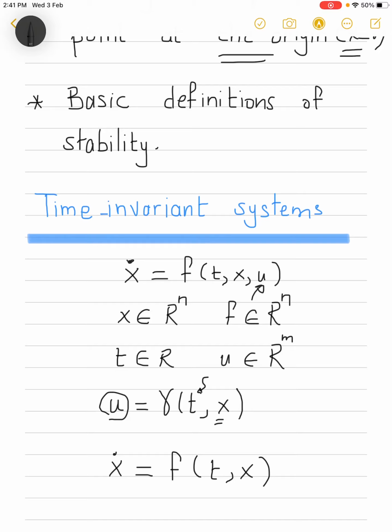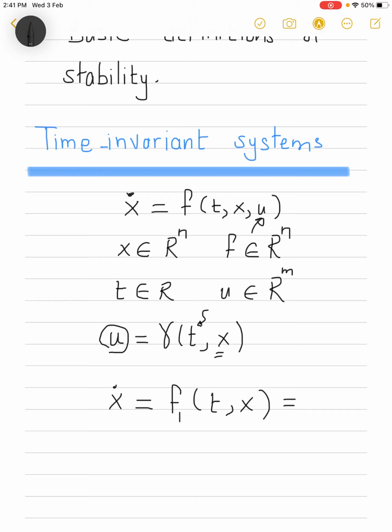Let me call it, let's say, f1, and we label this system as an unforced system. And also we call that system a non-autonomous system. And this is equivalent to a time varying system.